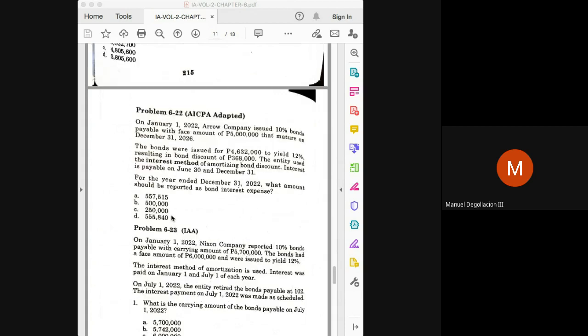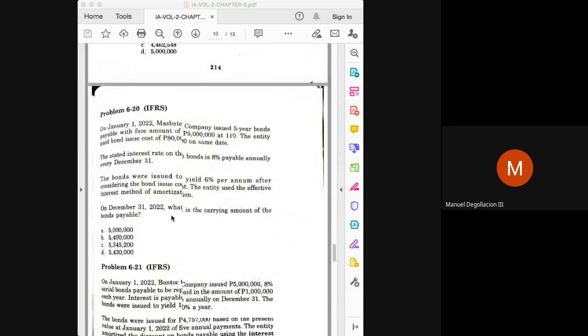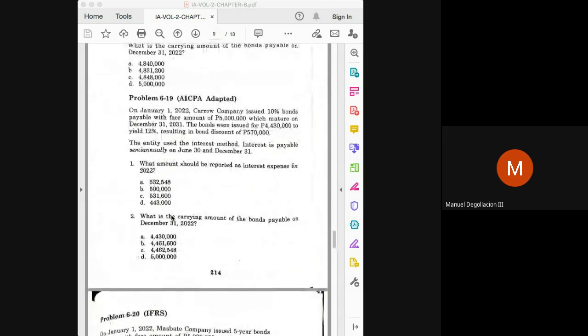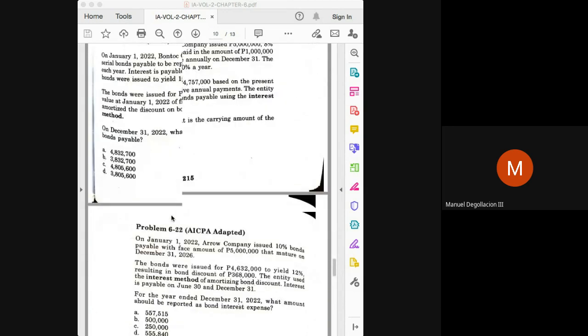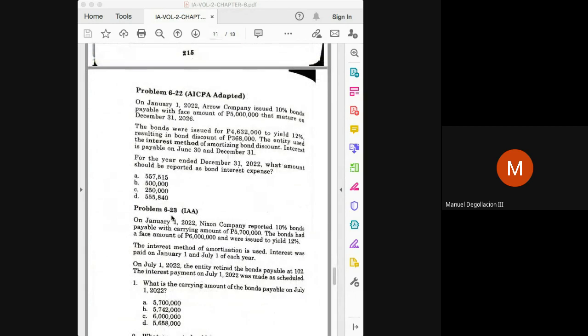So basically, problem 6-22 is similar to problem 6-19. Okay, so maybe either 6-19 or 6-22 will come out in the examination. Okay, we're solving for interest expense. Again, it will not just be 4,632,000 times 12%. We'll have to go through two amortizations. Okay, first let's work on the amortization for January to June.